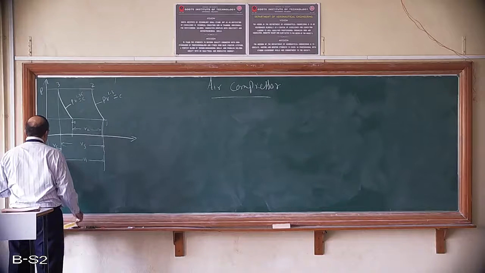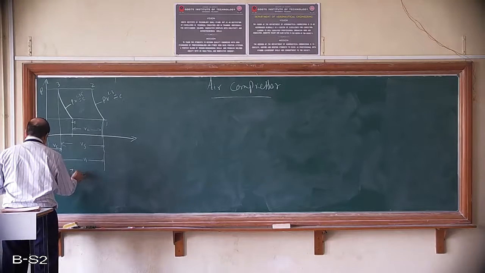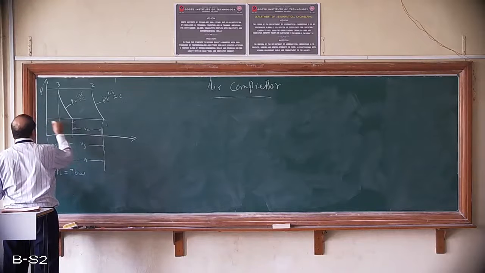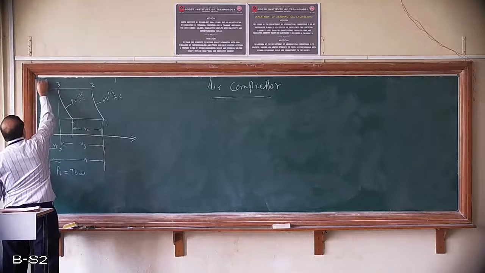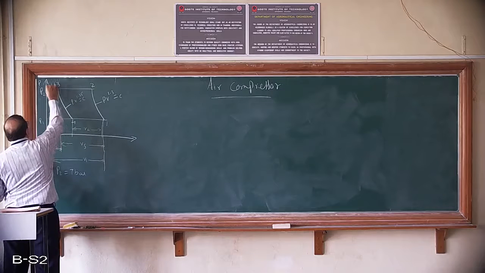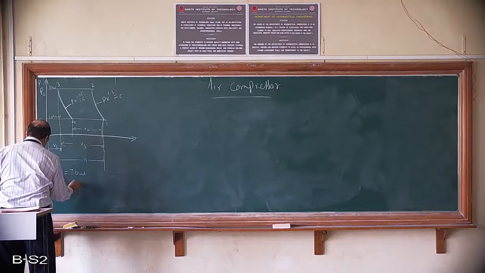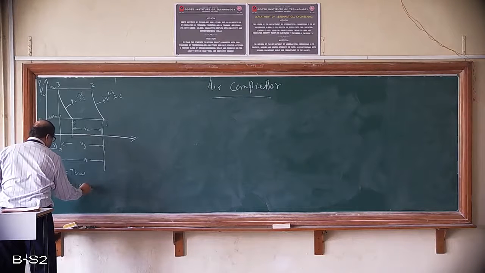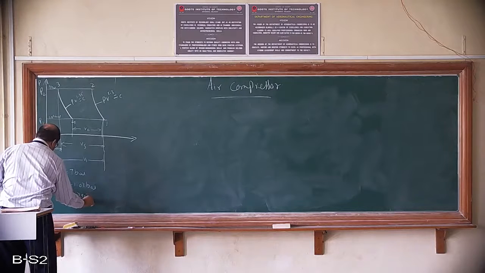So P2 is 7 bar. So you can write this as P1 and P2. This is 7 bar, 1.03 bar, and this is 7 bar. So P1 is 1.03 bar. Temperature is 20 degrees Celsius, that is 293 Kelvin. Okay.